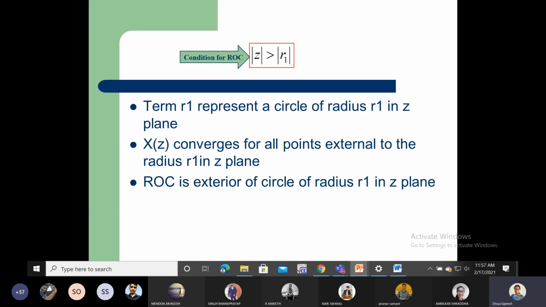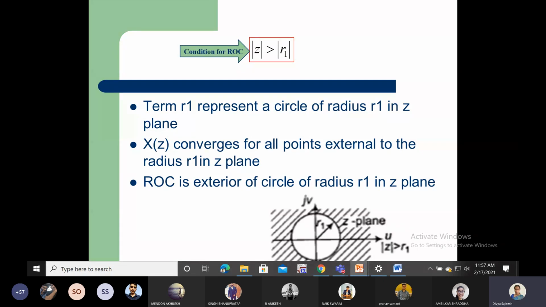Or again I can redefine it as: the ROC is the exterior of the circle of radius R1 in the Z plane. If I put it graphically here, you can draw the entire Z plane where U and JV are the axes. Now if I draw a circle of radius R1, for all those points external to that circle in the Z plane, the Z transform of the signal will exist.